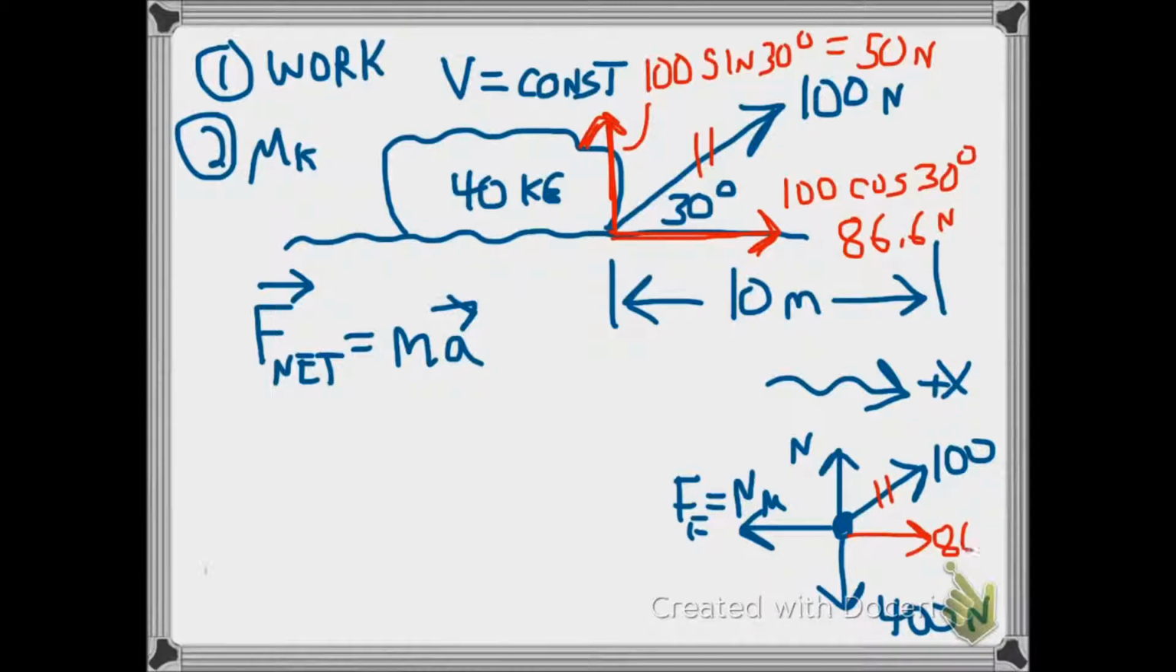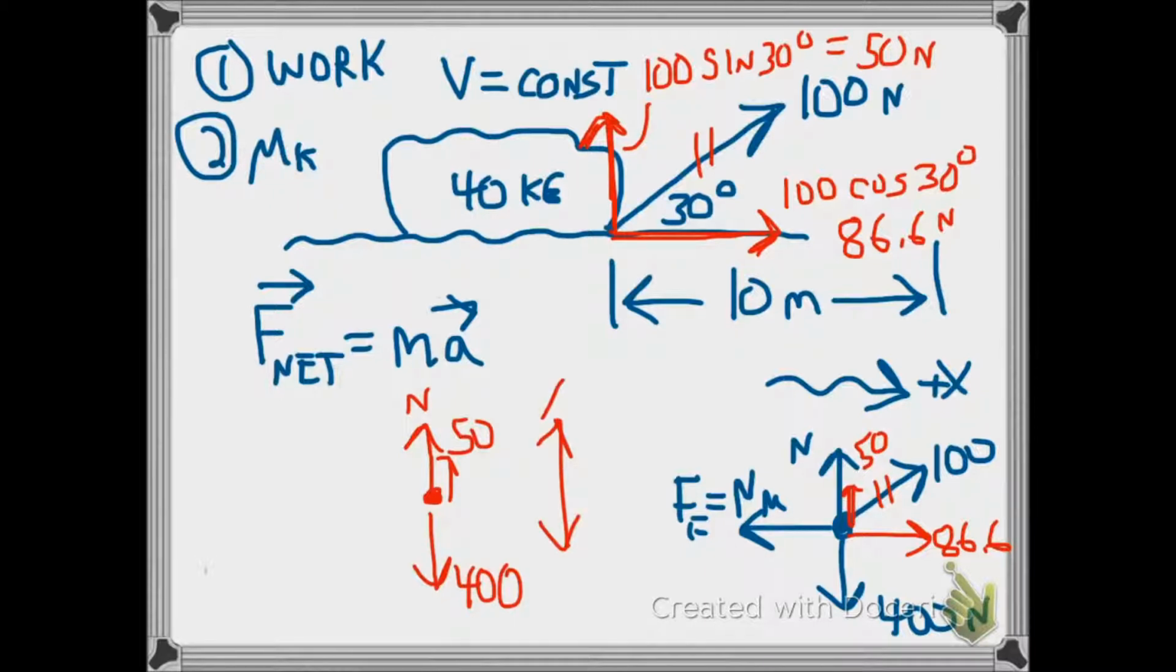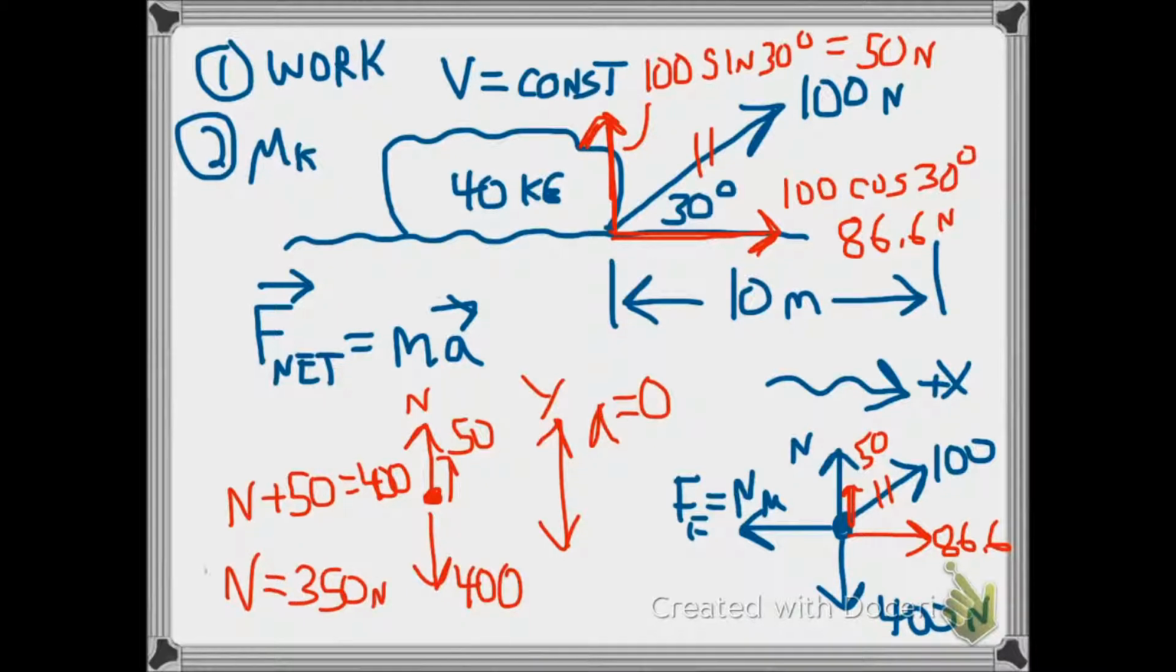But then we realize the 100 newton force is not in any of our frames, so it has to be broken into components. When we do this, and if we isolate now the forces in the y direction, we have the normal force going up and the 50 newton component force going up. We have the 400 going down. So in the y direction, since we're not accelerating, all those forces have to balance out. So the normal force plus the 50 will have to equal the 400, and that gives us a normal force of 350 newtons going up.